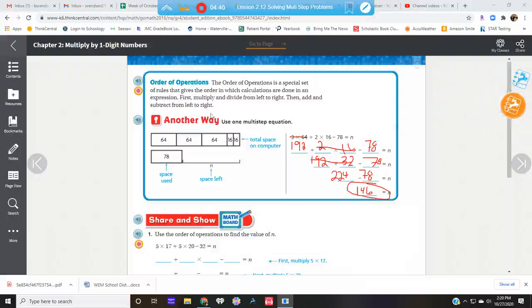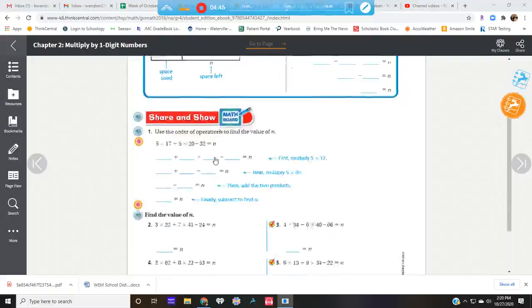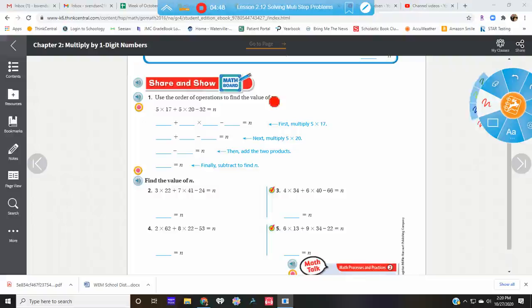Okay? Let's do one more of these together, because they can kind of be a little confusing. So I'm going to do this one right here. We have 5 times 17 plus 5 times 20 minus 32. Our first step is to multiply 5 by 17. 5 times 7 is 35, we carry the 3. 5 times 1 is 5, 6, 7, 8. 85. So my 85 is going to go right here, plus 5 times 20 minus 32.